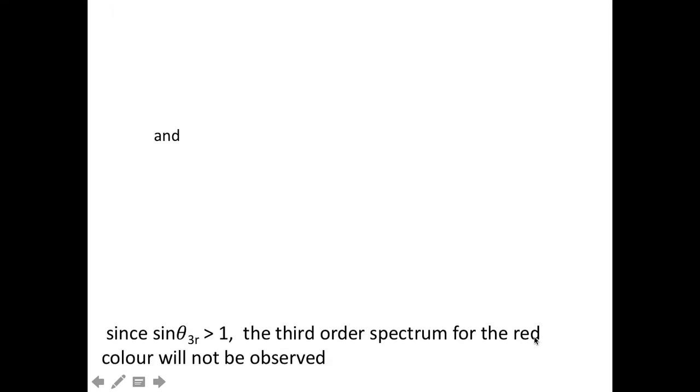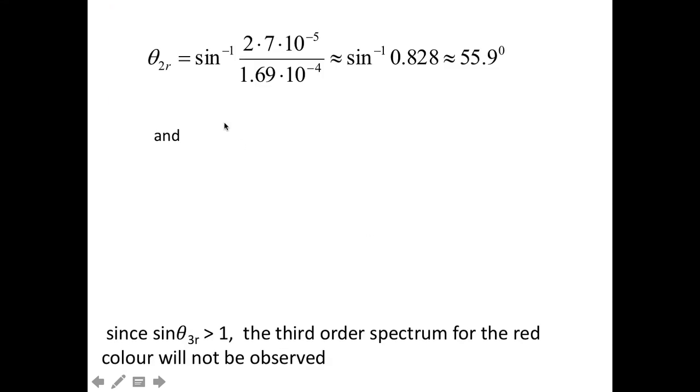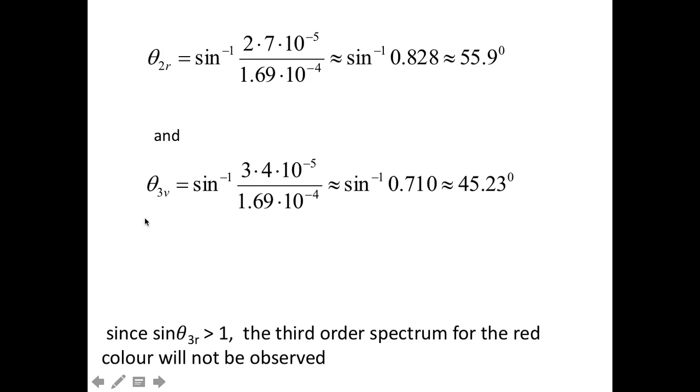Similarly, we will do the second order for red color. Sine inverse of second order multiplied by the wavelength of the red color divided by d, you will get another angle. So second order violet, second order red. Now for the third order violet, sine inverse of third order times the wavelength of the violet color divided by d, you will get some angle, 45.23 degrees.